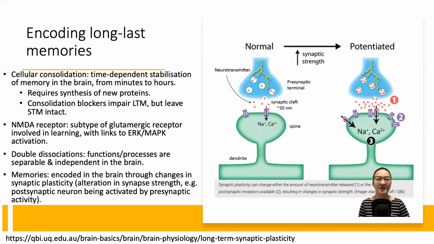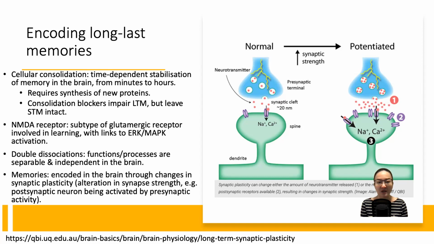Long-lasting memories. Cellular consolidation is a time-dependent stabilization of memory in the brain from minutes to hours. It requires synthesis of new proteins. Consolidation blockers impair LTM, long-term memory, but leave STM, short-term memory, intact. An NMDA receptor is a subtype of glutamatergic receptor involved in learning, with links to ERK or MAPK activation.